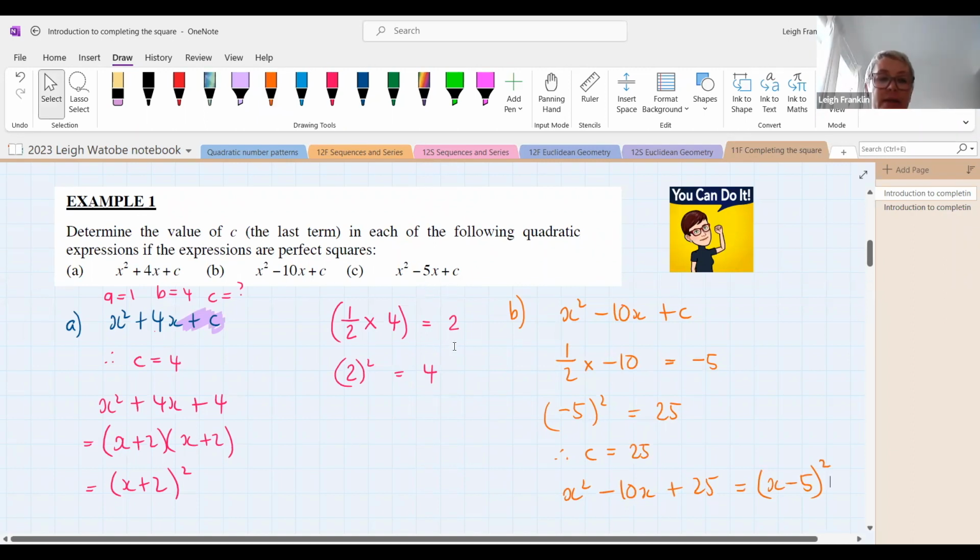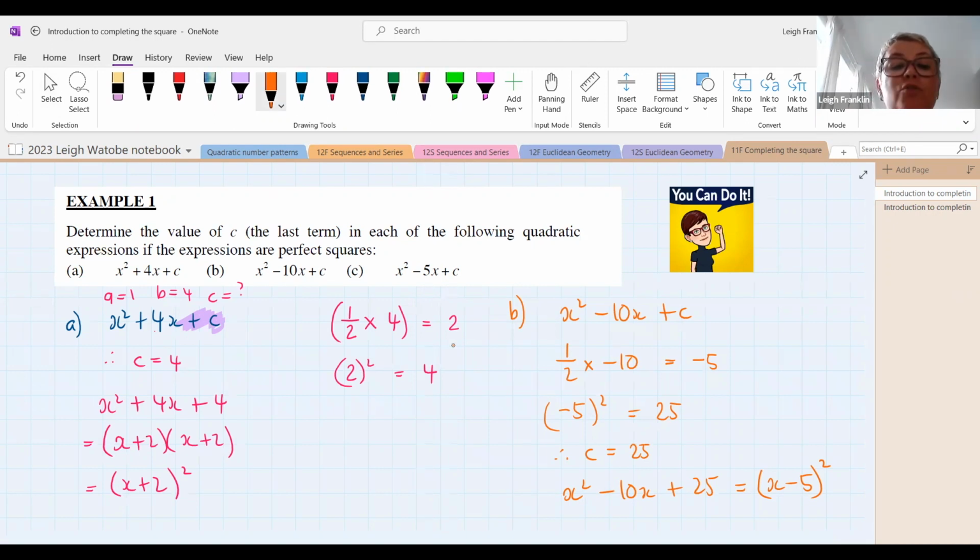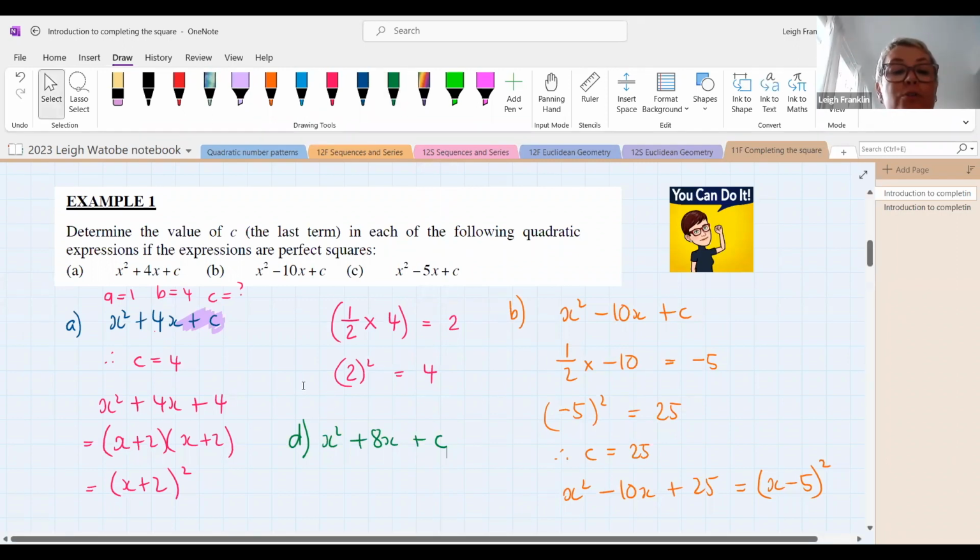The next one's going to be a little bit difficult. I tell you what, let me give you one to try rather than this one. That's not a very nice one to do as your first one. Let's give you this, and I'll call this question D: x squared plus 8x plus c. You work out what the value of c is, just like I've shown you here in the pink and the orange.